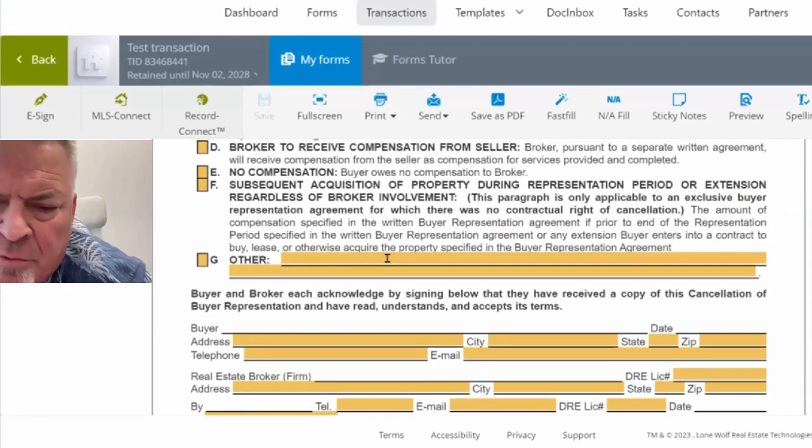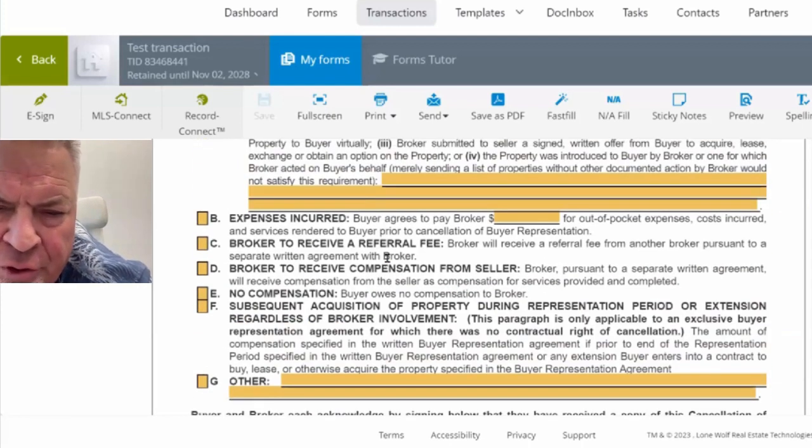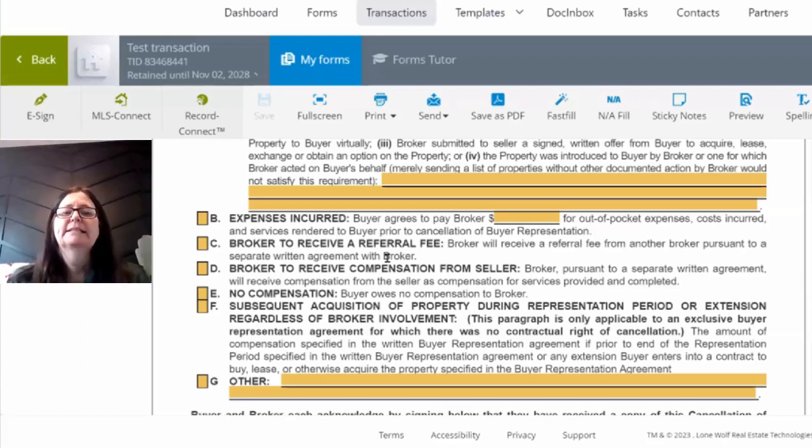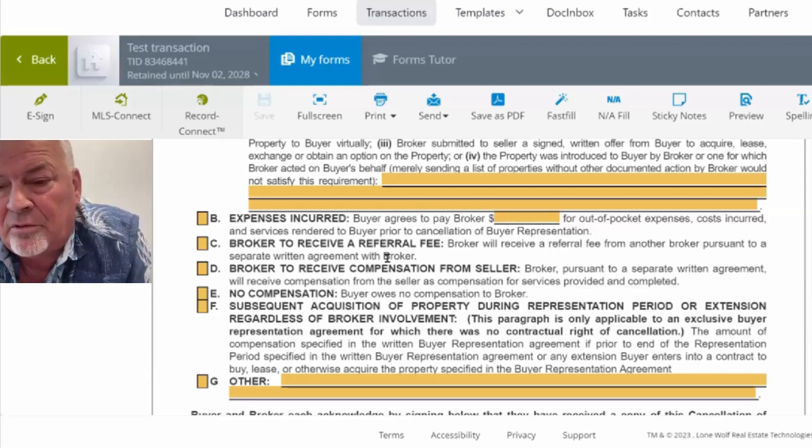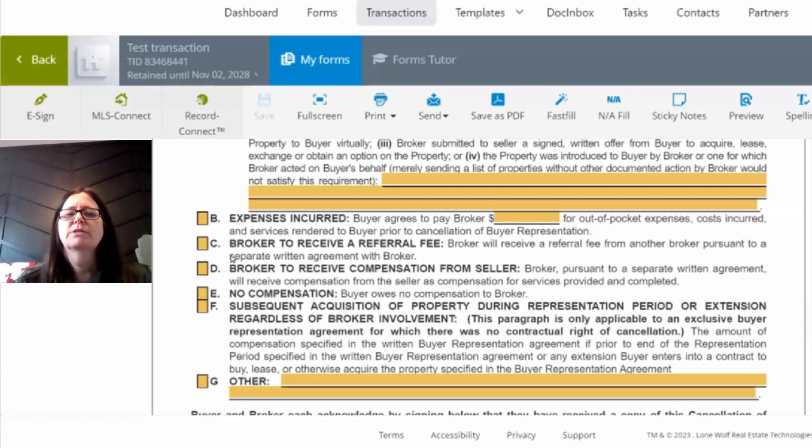So I noticed one of the check boxes down there. If you're in the situation where you couldn't work with them anymore for some other reason, and you were handing it off to another agent, you can hand it off to them and still get a referral fee. Yes. So you'd have to fill this out in that situation to get the 25% or whatever. Well, right here, you're talking about number C. It says broker will receive a referral fee from another broker pursuant to a separate written agreement with broker. So you'd still have to do that referral agreement with the other broker.